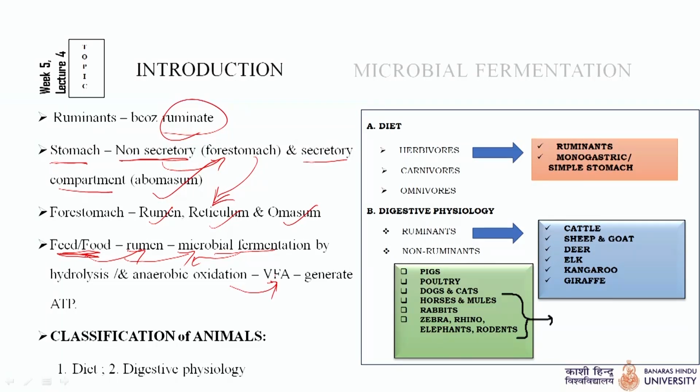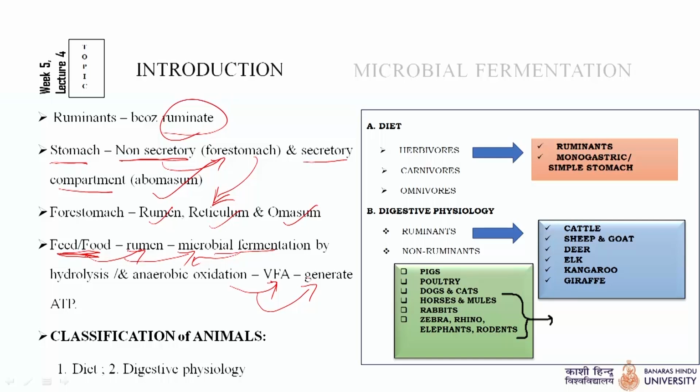There are three important volatile fatty acids produced in the rumen: propionic acid, acetic acid and butyric acid. These volatile fatty acids are used to generate ATP in ruminants, but this is not the case in non-ruminants or simple stomach animals.